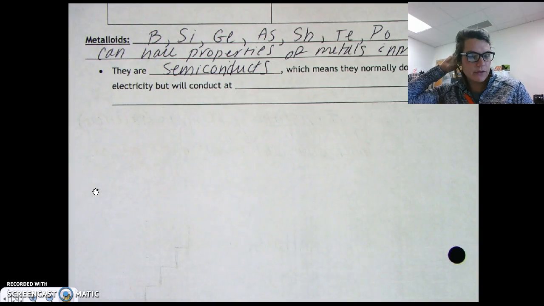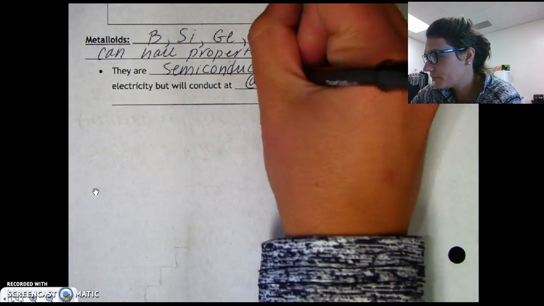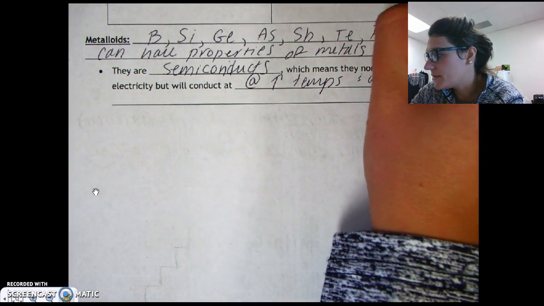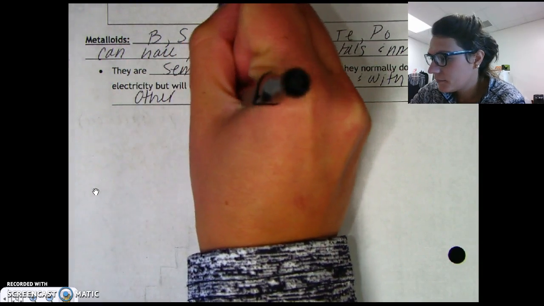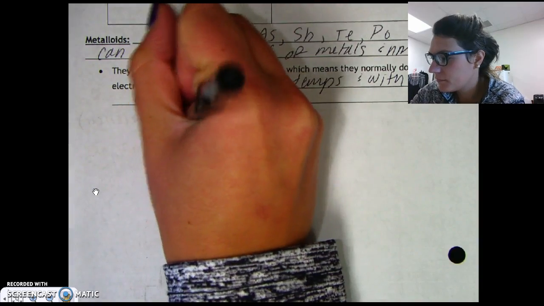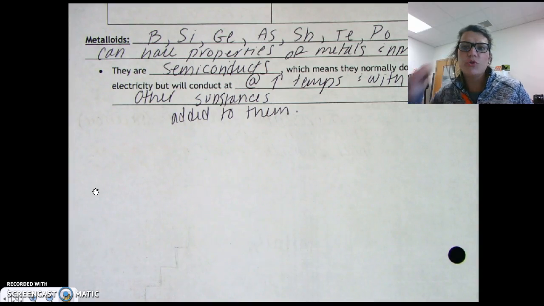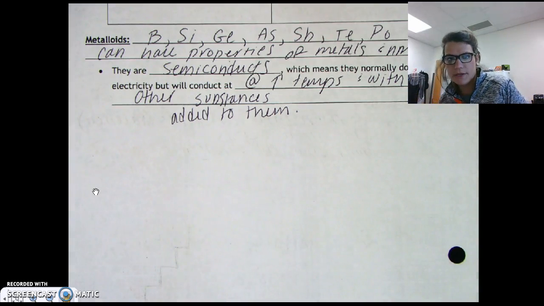I don't really want to talk too much about this, but all I really want to say about it is that they normally do not conduct electricity, but will conduct electricity at high temperatures and with other substances added to them. I don't really want you to know too much about that, but just have that idea about what's the difference between metals, nonmetals, and metalloids.